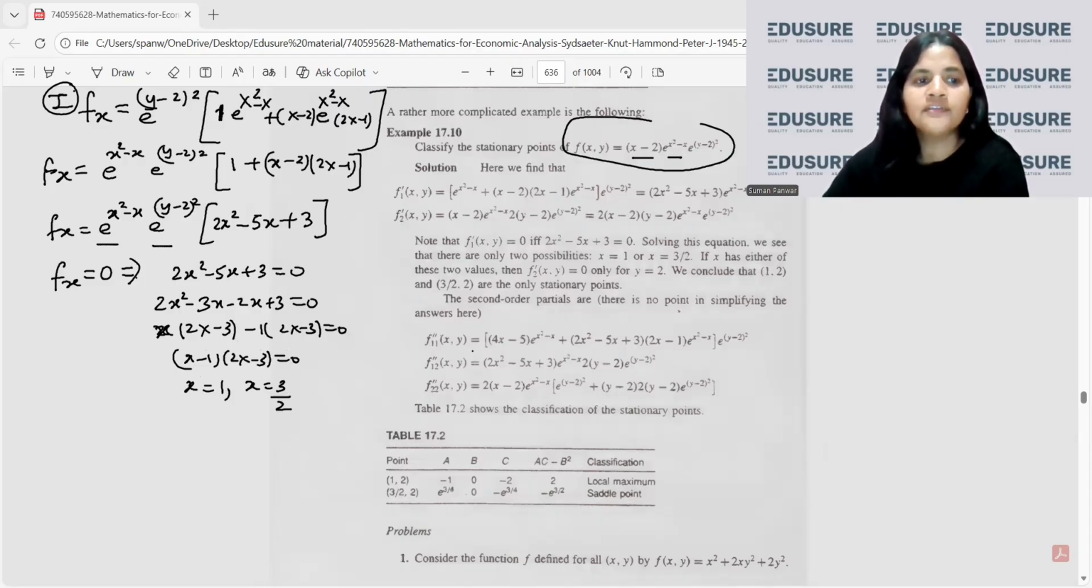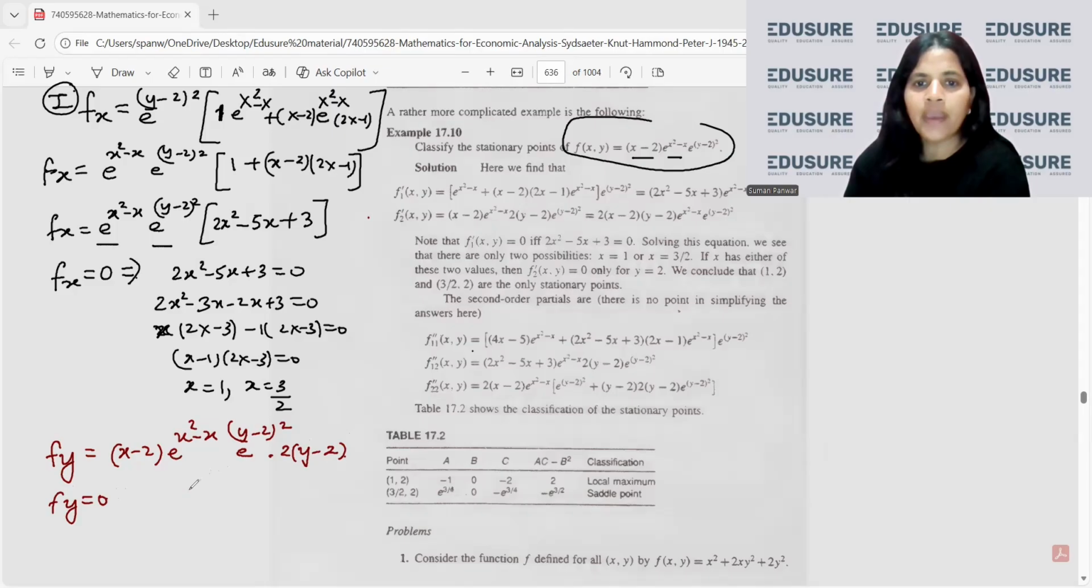Okay. Now let's differentiate with respect to y. So fy, now x is supposed to be treated as a constant. So it is (x minus 2) e raised to the power x square minus x as it is. And now differentiate e raised to the power (y minus 2) whole square. The derivative of e is e, and now chain rule, so 2y minus 2. Okay. So fy is 0, this implies that x is equal to 2 or y is equal to 2. So this is case A and this is case B.